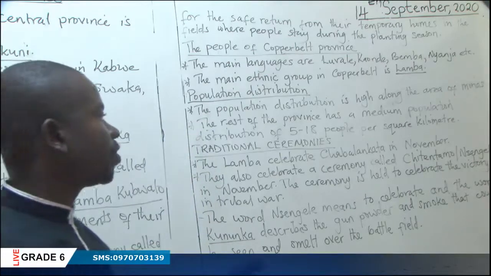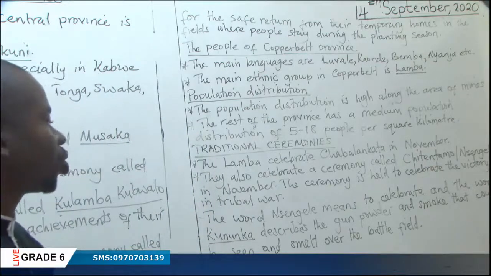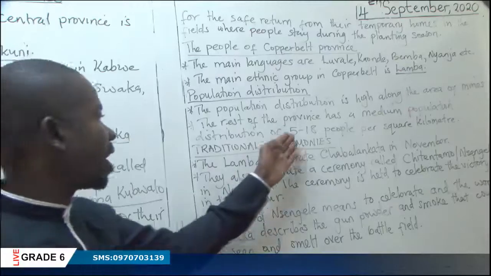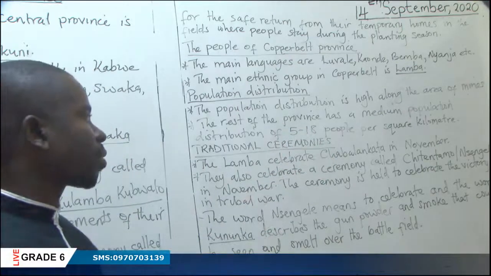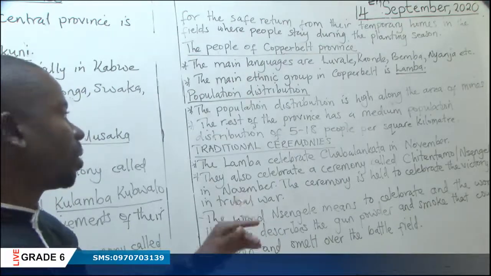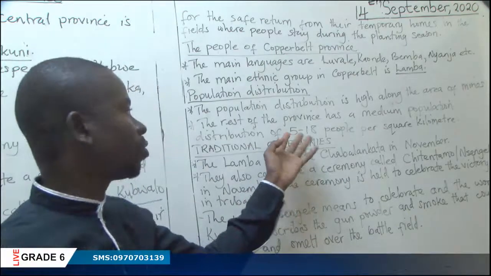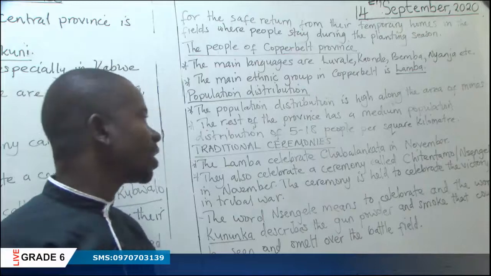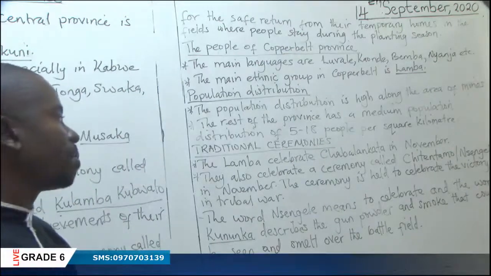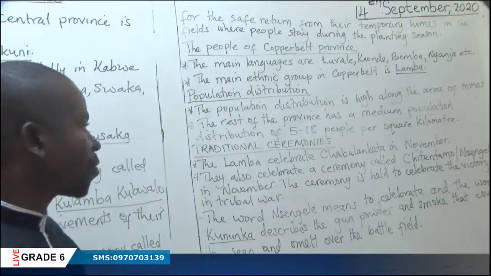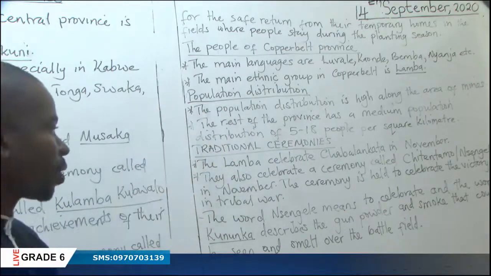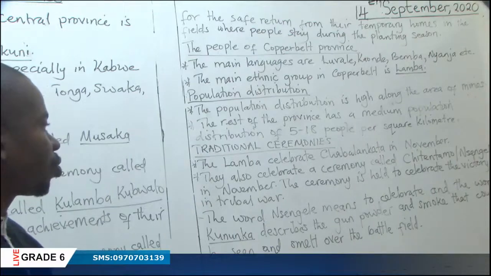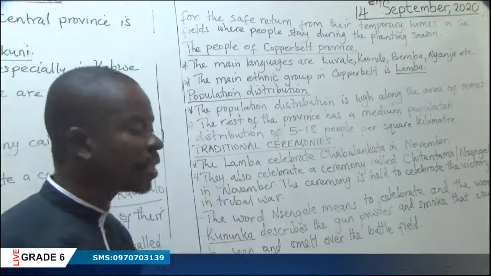The rest of the province has a medium population distribution of 5 to 18 people. Okay, so the other parts of the province, apart from the mines, have a population distribution of 5 to 18 people, meaning that we don't have as many people in other parts of the province compared to the mining area.